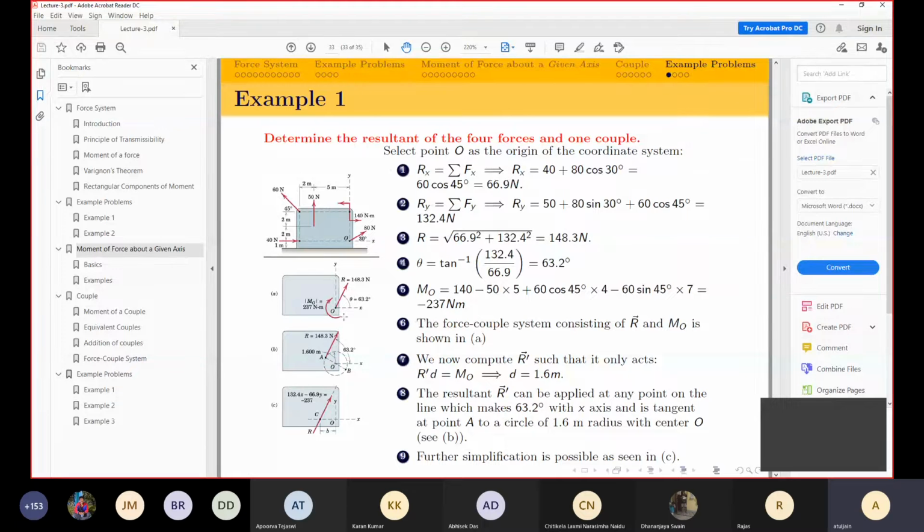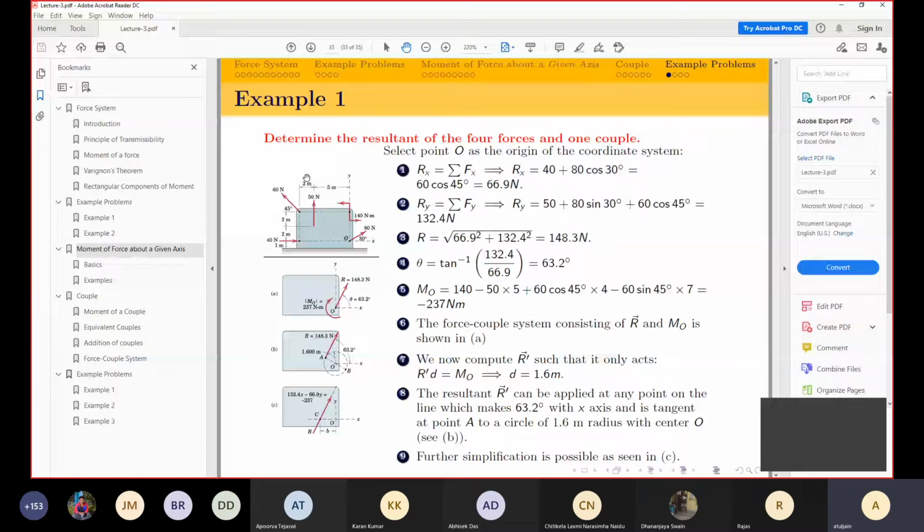Find the moment about a point. Let us find the moment about point O. Now, if at point O I replace this force R equal to 148.3 Newton, I will get a force and a moment. If at that point the moment M is equal to M0, then the entire system is now only subjected to one force. Let that point be A. So I will get R into D prime is equal to M0. Based on this, I can find the value of D.